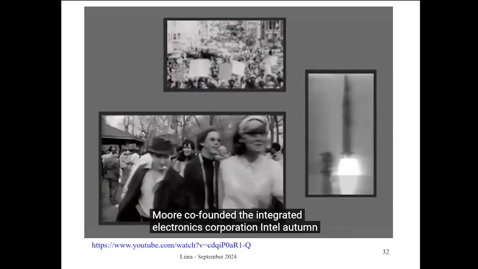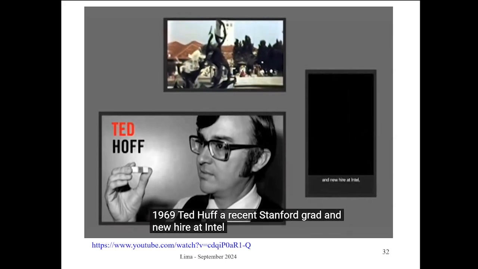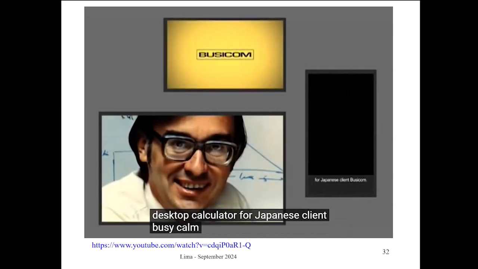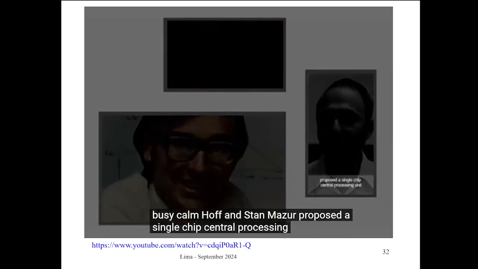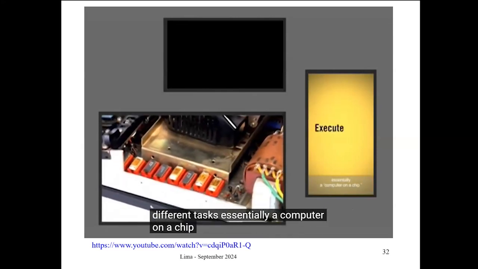Liftoff on Apollo 11. Autumn 1969. Ted Hoff, a recent Stanford grad and new hire at Intel, was working on a desktop calculator for Japanese client Busicom. Hoff and Stan Mazor proposed a single-chip central processing unit that could be programmed to handle many different tasks, essentially a computer on a chip.